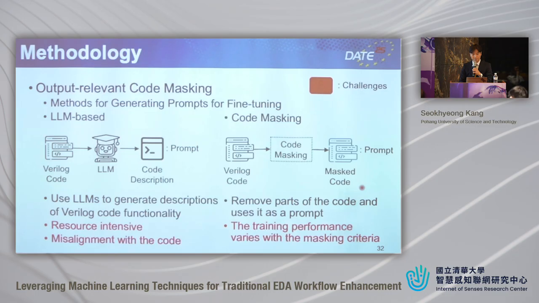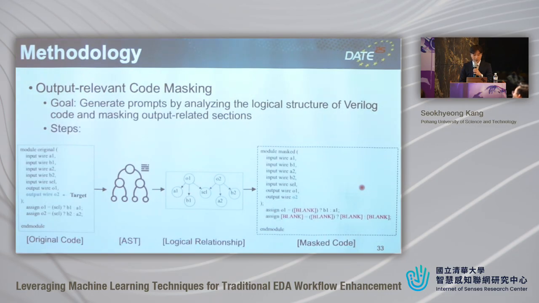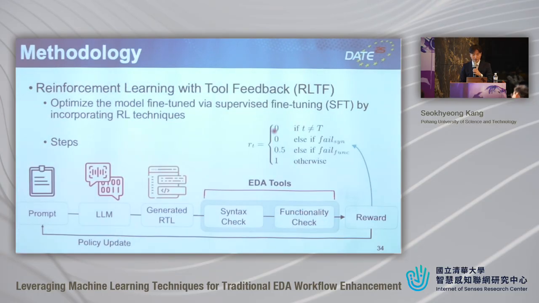Also in the code masking, we prepare the data pair. This is the original HDL code, and this is the masked data. So in the training, we provide this masked data, and the solution is this one. So we can use these pairs for the fine-tuning of the LLMs.